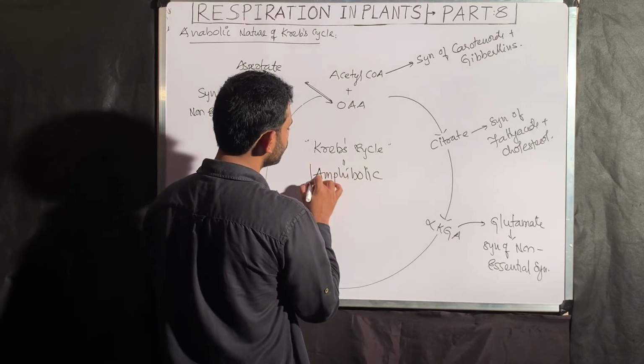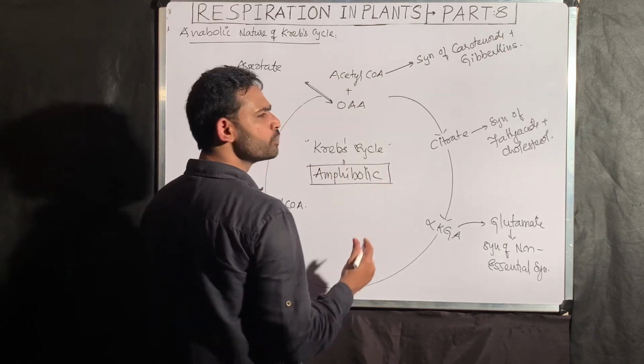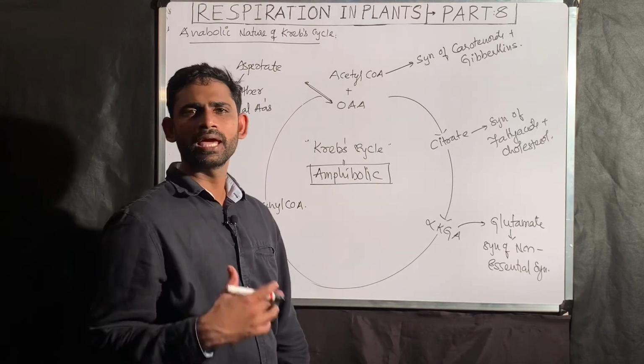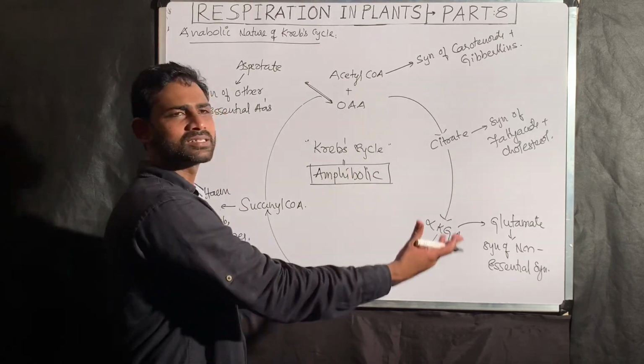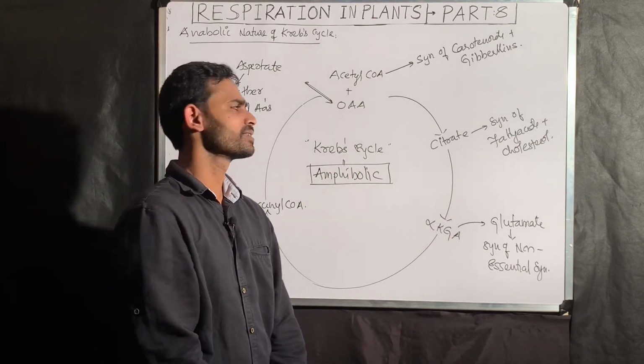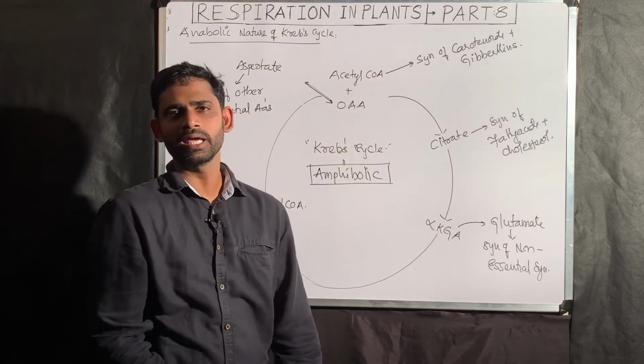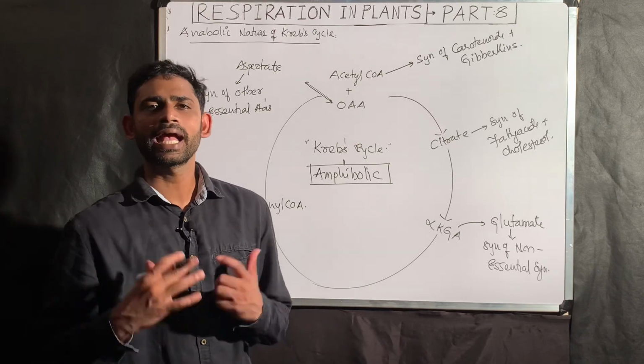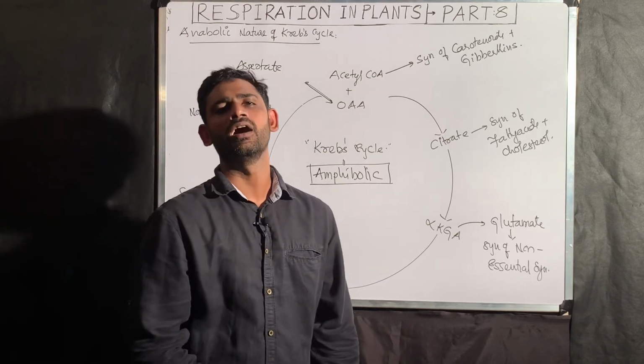What is amphibolic nature? It has both catabolic nature by supplying energy, and also anabolic nature by being involved in the synthesis of different types of required substances. That is why I am concluding that the Krebs cycle is an amphibolic pathway, or has an amphibolic nature.